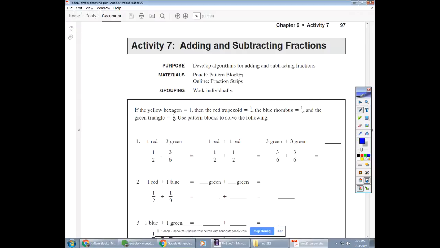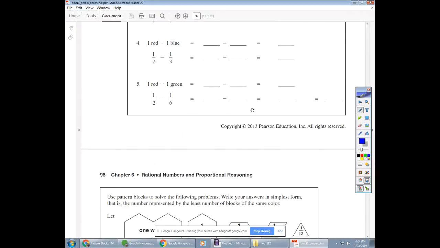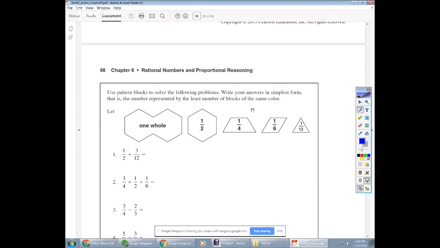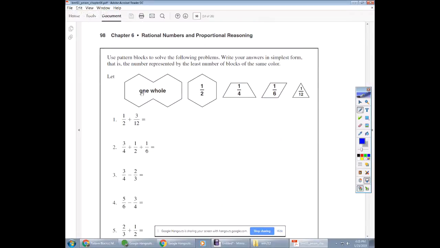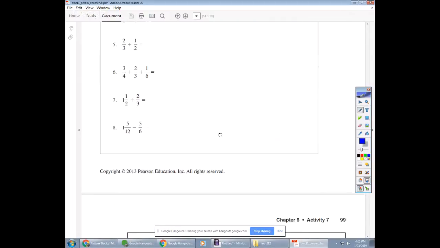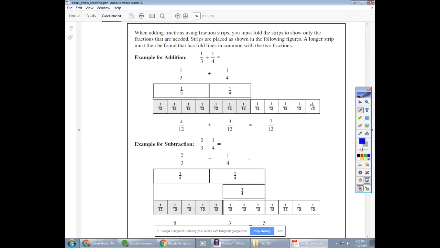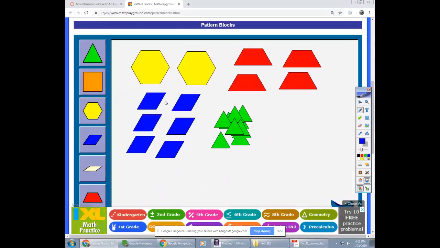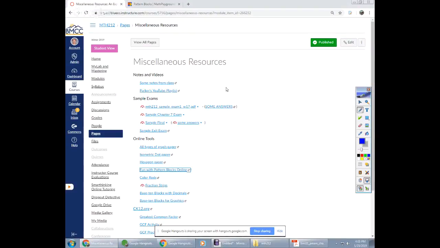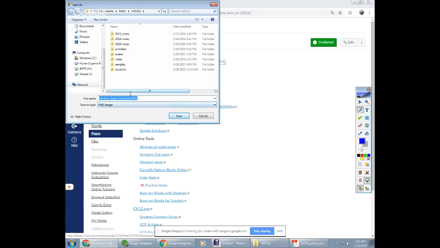So we're going to add and subtract fractions. We're going to use the pattern blocks at first, and then later we're going to switch from one pattern block being a whole to 2 pattern blocks being a whole, and then we're going to try doing the same thing with fraction strips. I gave you guys a sheet of fraction strips the other day. There is a page of fraction strips available on our website under miscellaneous resources, fraction strips. We can download that fraction strips file.